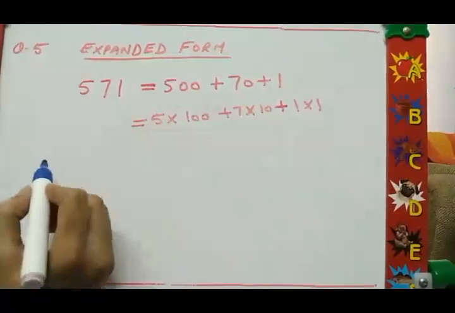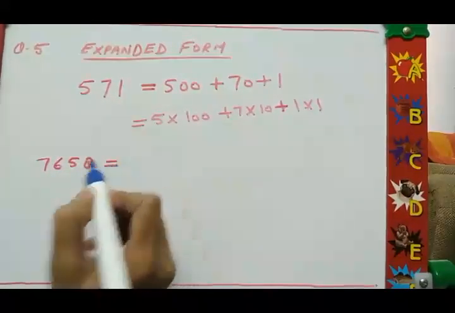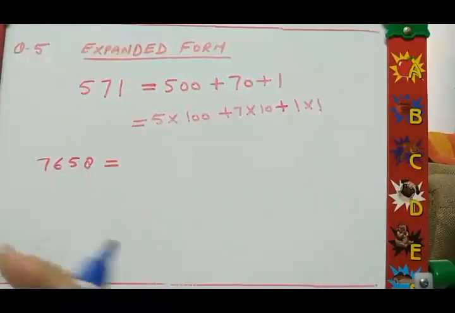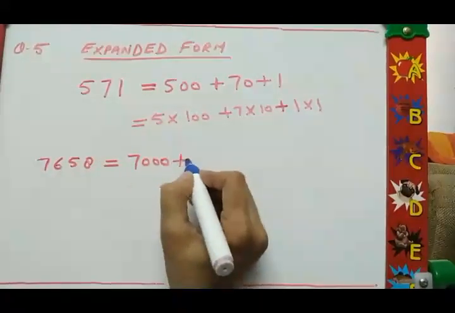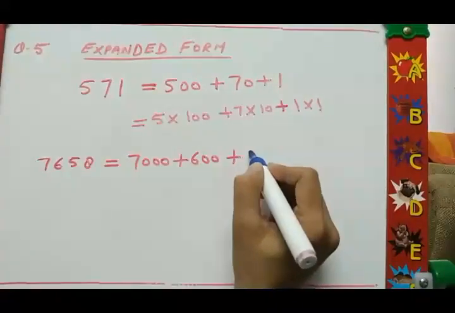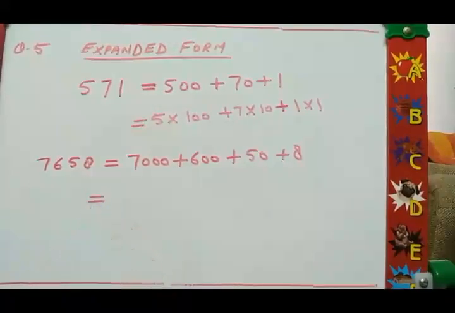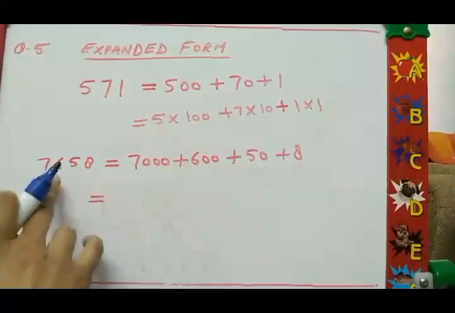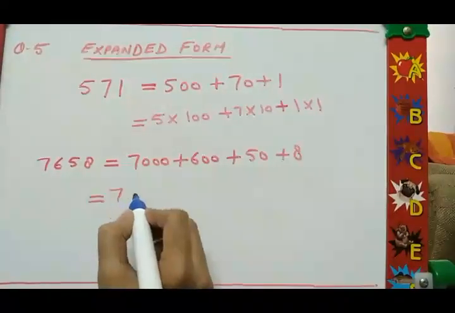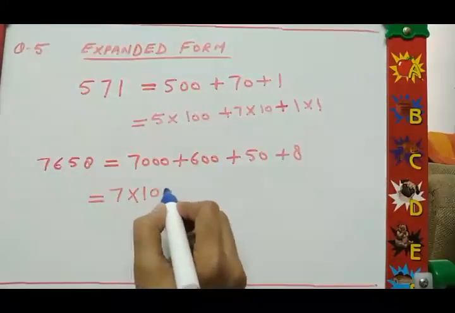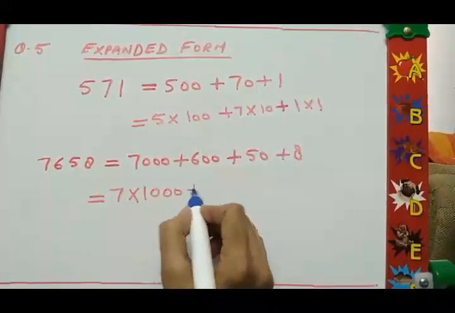If I write 7658, now read the number very carefully. 7,000 plus 600 plus 50 plus 8. Now in the further step you can see how many digits there are after 7. There are 3 digits, 1 2 3. So here we will write 7 into 1000 because there are 3 digits. That's why we will multiply by 1000 plus 6.